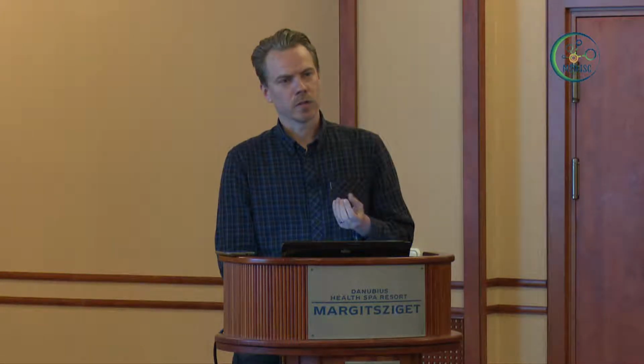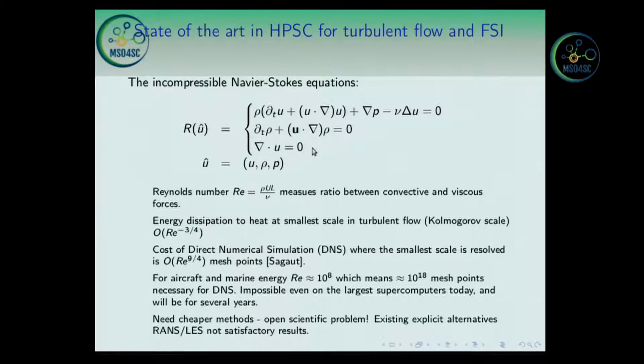So what is the challenge we're trying to solve? We're trying to solve aerodynamics, for example, for an aircraft. The model is clear. It's the incompressible Navier-Stokes equations. But this is very challenging to solve. We can identify a Reynolds number, which is the ratio between the convective and viscous forces. And for an aircraft, the Reynolds number is very high.